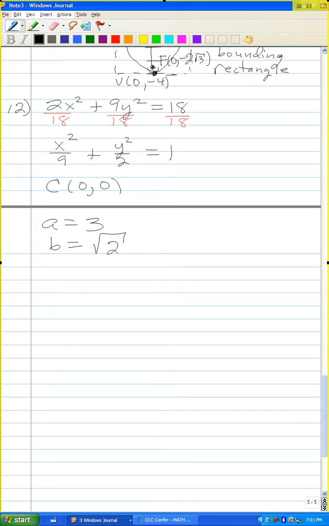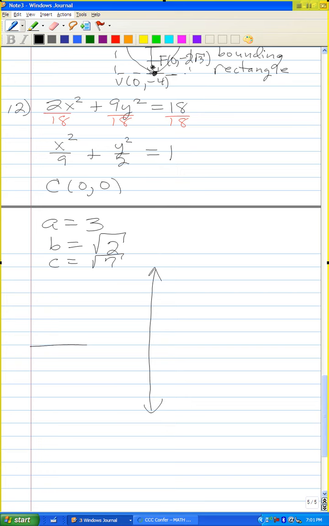And so, well, C is equal to, well, let's take the larger number, 9, subtract from it the smaller, 2. 9 minus 2 is 7. And so C is the square root of 7. And so let's draw this.